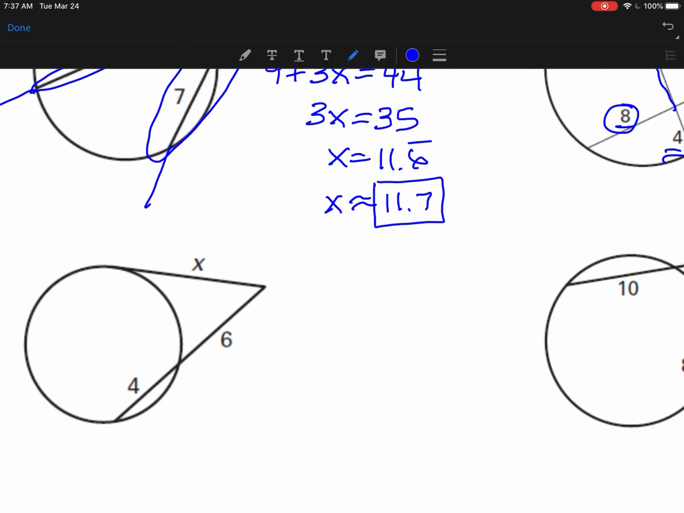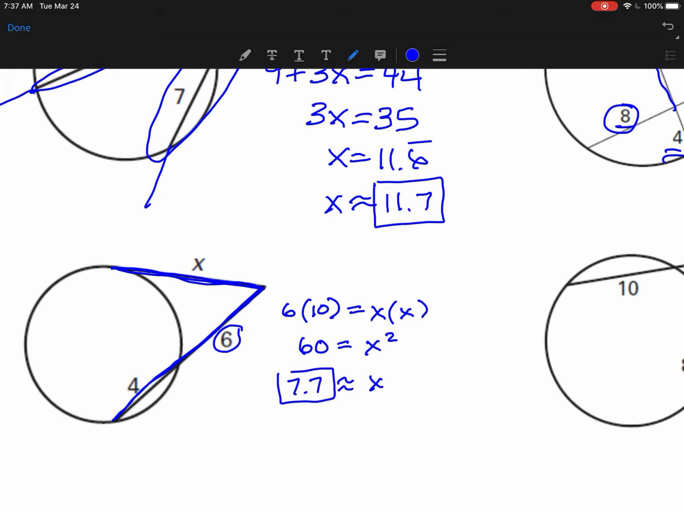All right, this one looks like we have a tangent segment and a secant line, part of it anyway. I like to use the same idea, outside times whole equals outside times whole. So for this one, it would be outside times this whole thing is 10. And for the tangent, the outside is x, but the whole thing is also x because it never goes inside. Outside times whole equals outside times whole. Square root of 60 is about 7.7.